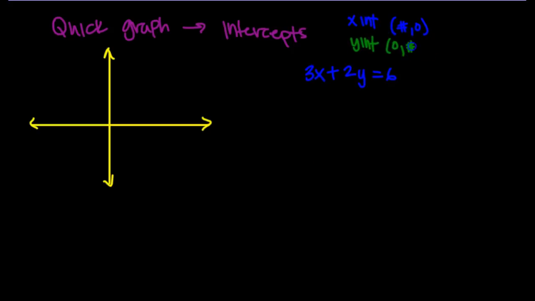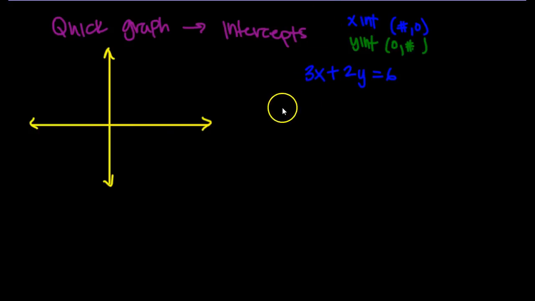So if I'm on the y-axis here, then I'm not going left or right any, I'm just staying right here, so x is 0.